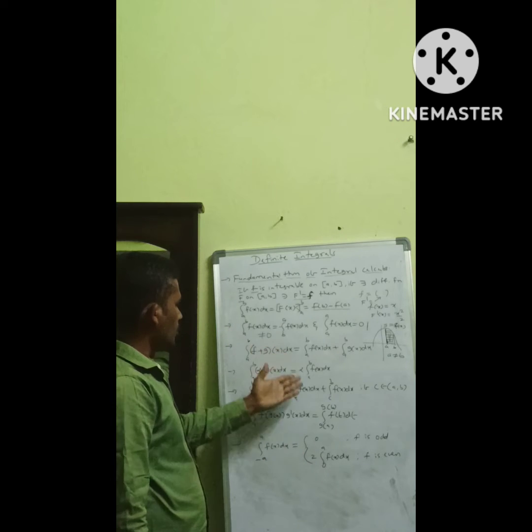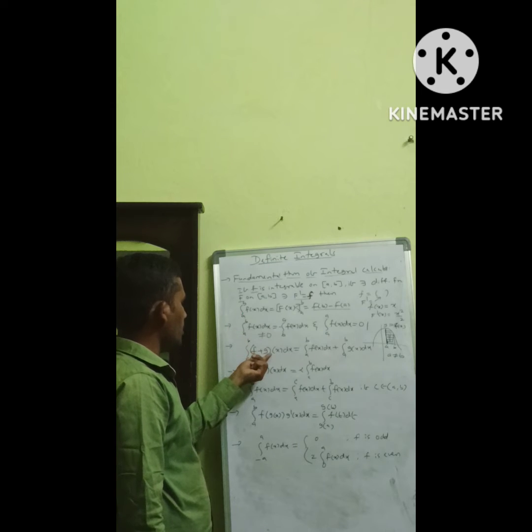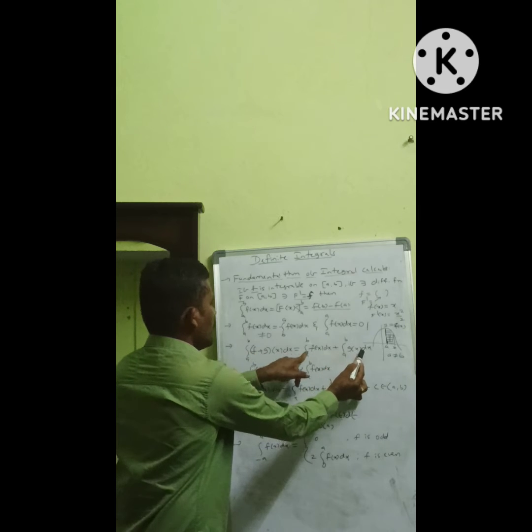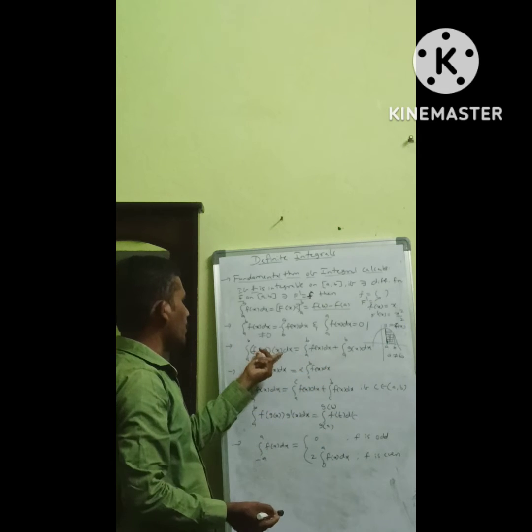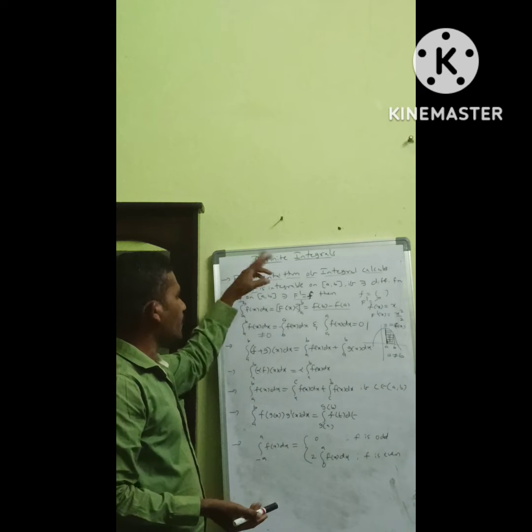Next, these properties you already know. Integration a to b of f plus g is integration of f of x plus integration of g of x. So integration of u plus v is integration of u plus integration of v. Like that we saw in the indefinite integrals.